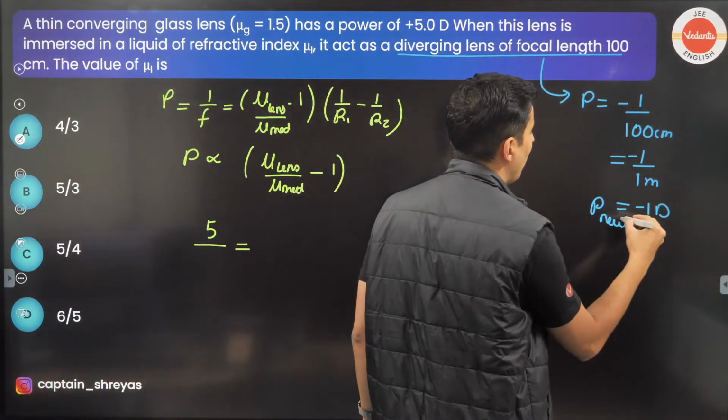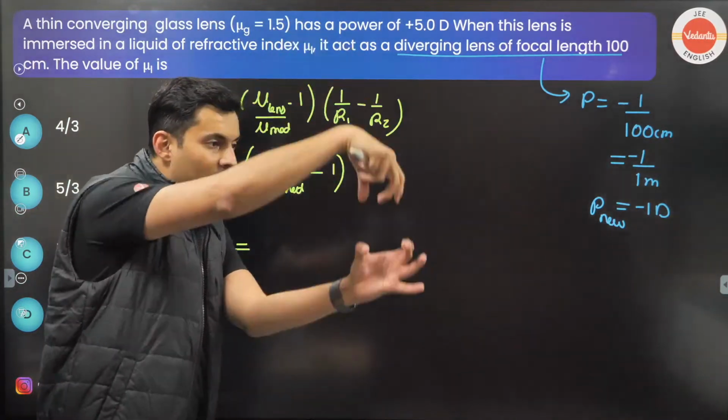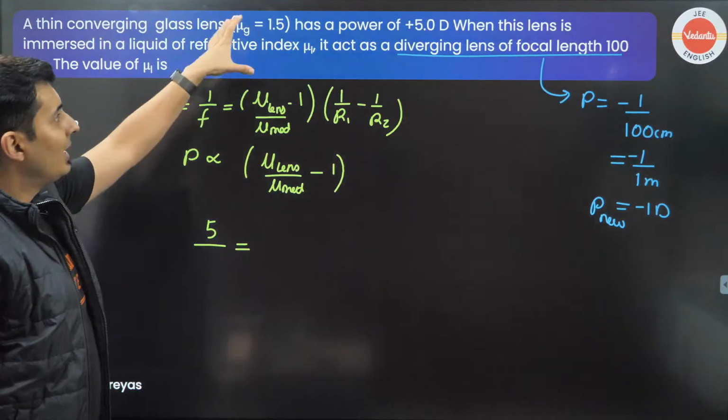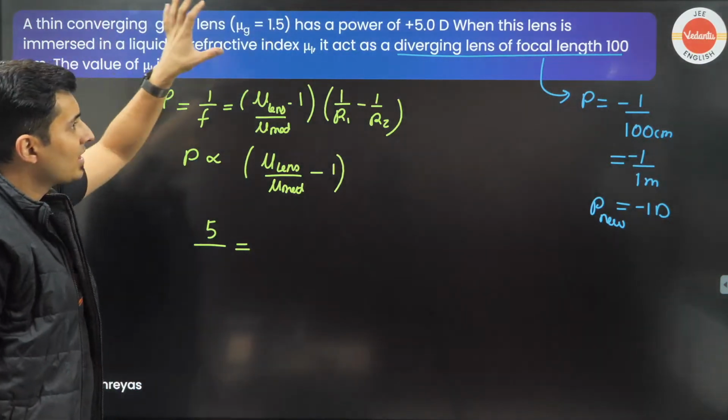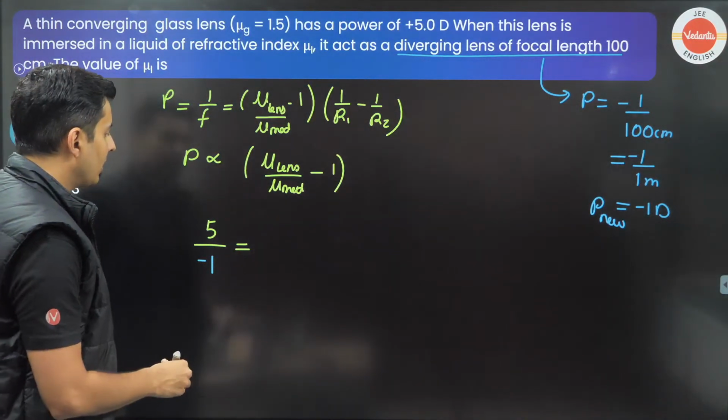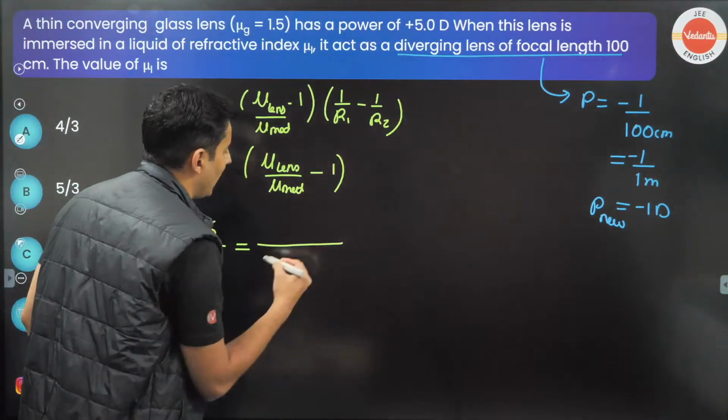So this is the new power. This was the new power after you put it in some medium. So 5 was the old power when it was in air, but now when it is put inside some liquid, the new power is minus 1. Great. Now what are you going to put on the top and at the bottom?